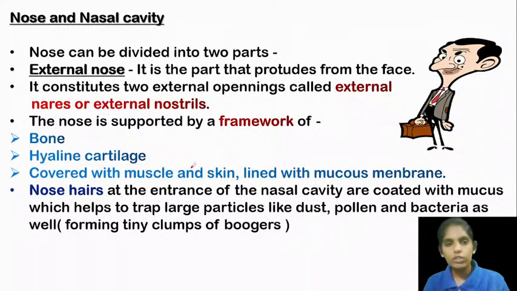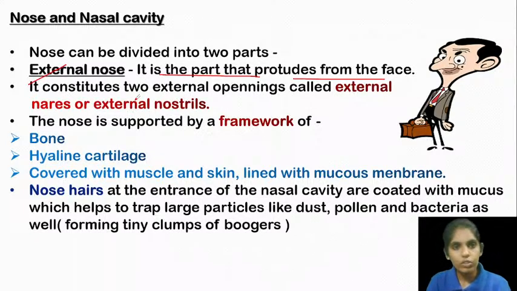And nose is divided into two parts, the external one and the internal one. Let us know about the external one first. It is the part that protrudes out from the face. The part which is visible to us is the nose, and it has two external openings, which are known as external nostrils or external nares. And what is the function? Through these nostrils we will inhale and exhale the air.